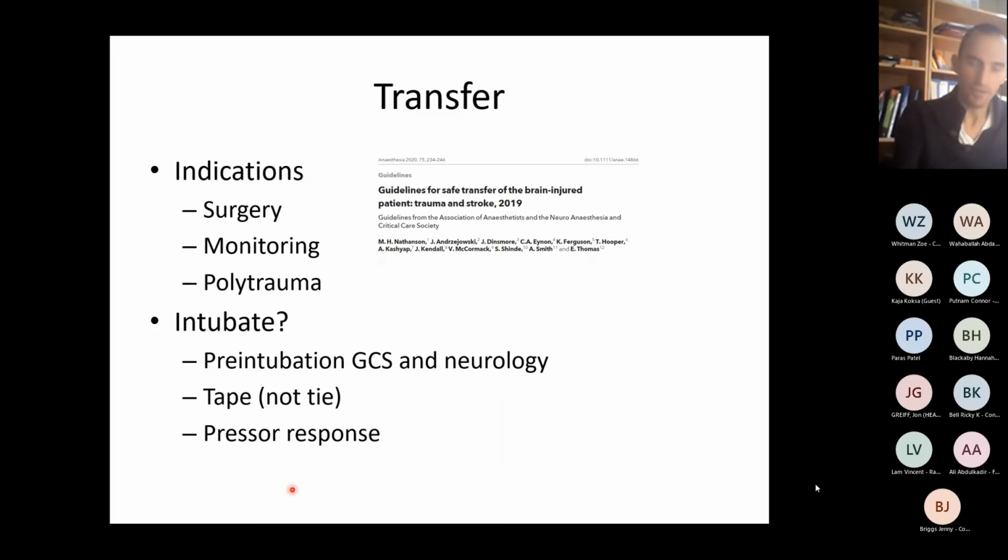And then the final part of intubation is about using an appropriate muscle relaxant. Again, it probably doesn't matter what you use between rocuronium and suxamethonium.